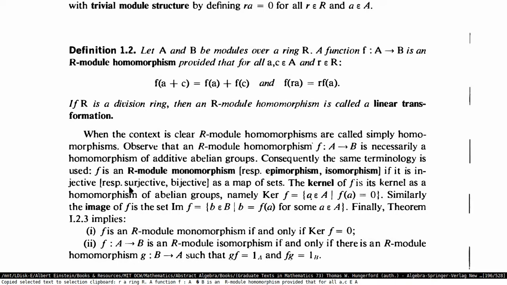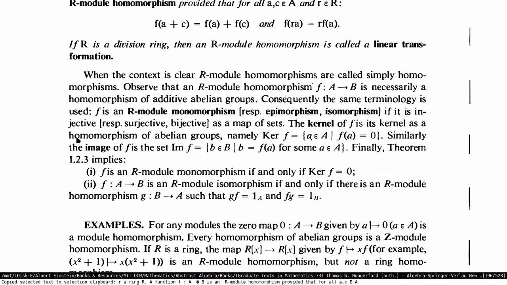So everything follows. The kernel of this module homomorphism is going to be like the kernel you see in groups and in group homomorphisms, but here the groups are abelian groups, right? So you have homomorphisms between abelian groups, and thus the kernel of this module homomorphism is essentially the kernel of the underlying group homomorphism. So the kernel of F is all the elements in the module A that get mapped to zero. And similarly, the image is defined in that way.